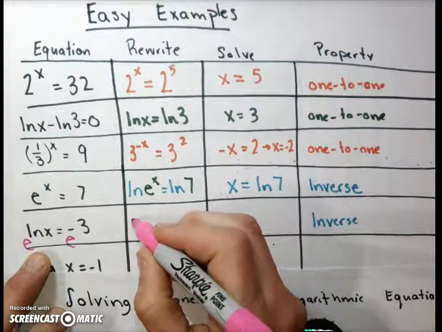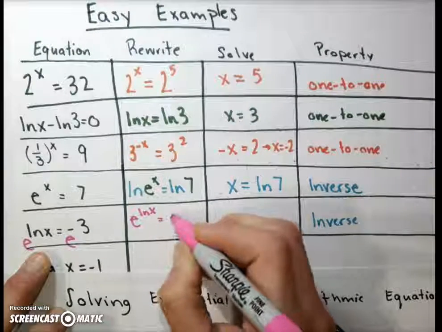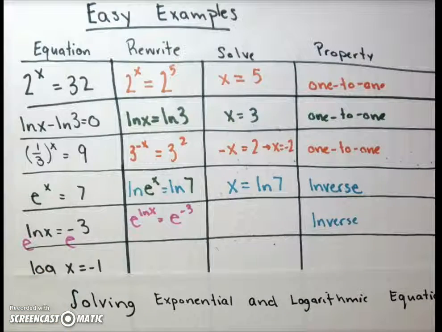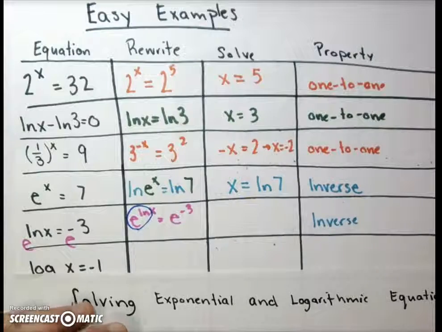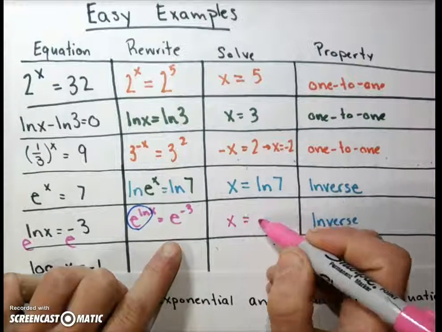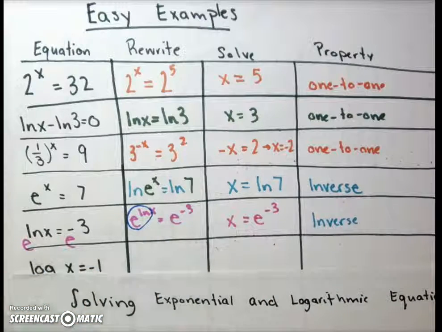So now I have this expression, e to the ln of x equals e to the minus 3. But by the inverse property, e to the ln, those are inverses. So on the left-hand side, I'm just left with x. And on the right-hand side, I can't simplify that anymore. So I have e to the minus 3. And that's my solution.